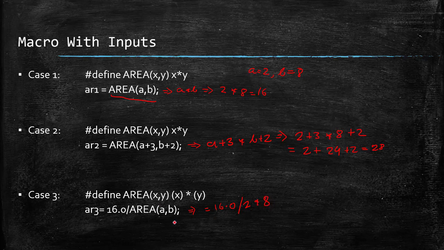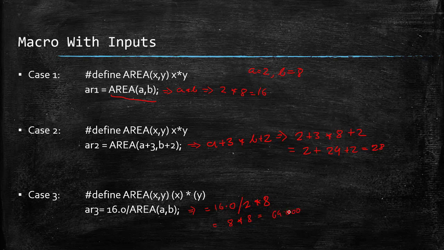Now, as per the associativity for multiplication and division, it is from left to right, so it will perform 16 by 2, that is 8, into 8. So I will get 64 for AR3. So how can we solve this problem?